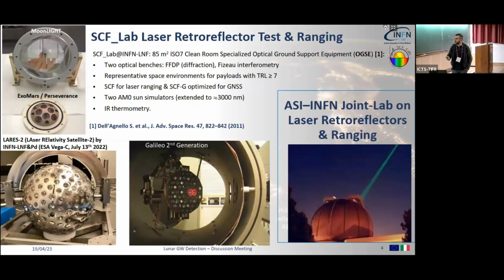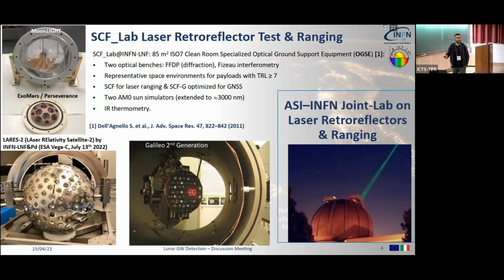So this is what we do: essentially, the testing of the laser retroreflectors for laser ranging missions is done in the SCF lab of Frascati. Essentially, it's an ISO 7 clean room with specialized optical support equipment, and I will not go into details, but you can read here. The most important information is that from this lab go out payloads with technological readiness level larger than 7. In fact, you see here a landscape: the Lunar big retroreflector, a small array of retroreflectors for Mars and Perseverance. They are there on Mars already. A geodetic satellite was launched on the 13th of July in 2022.